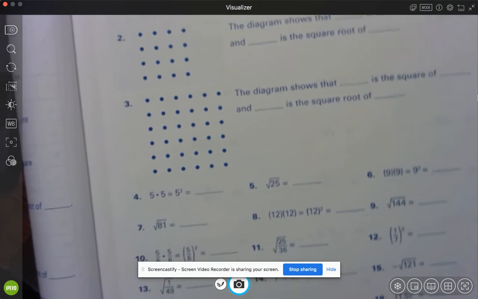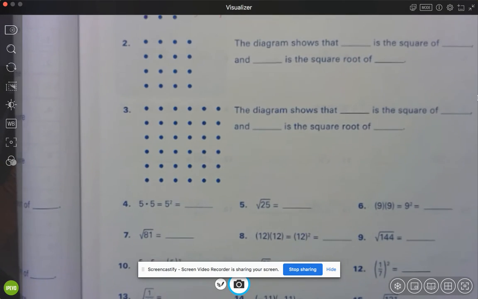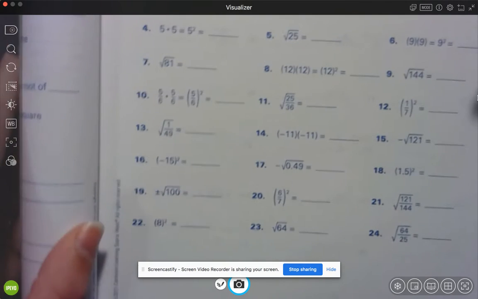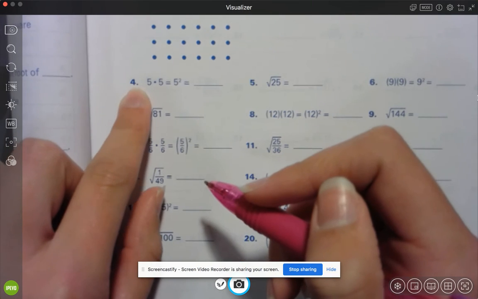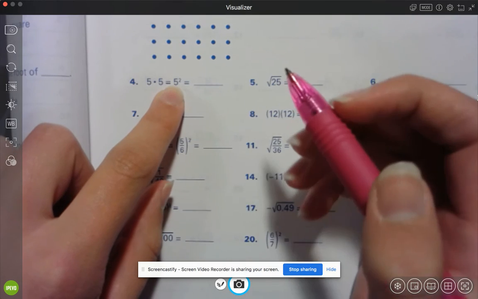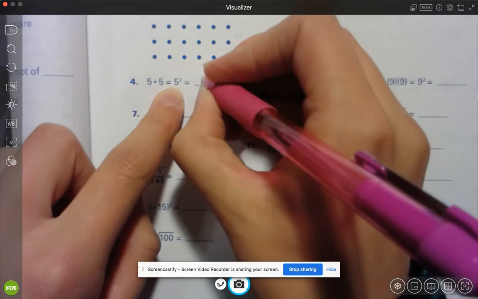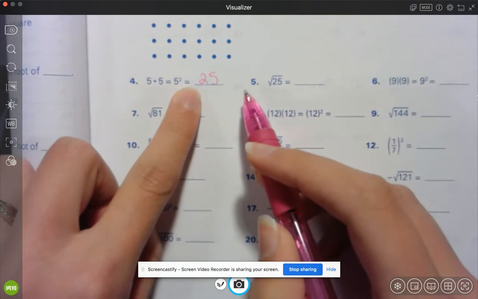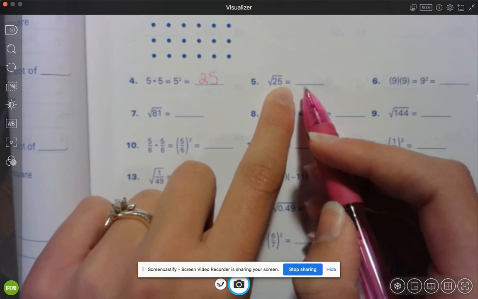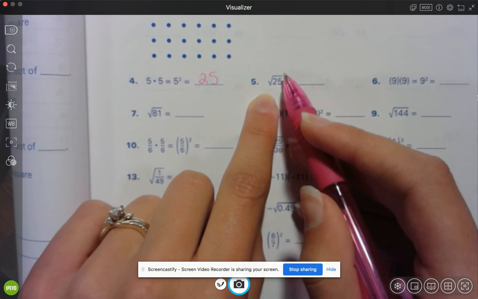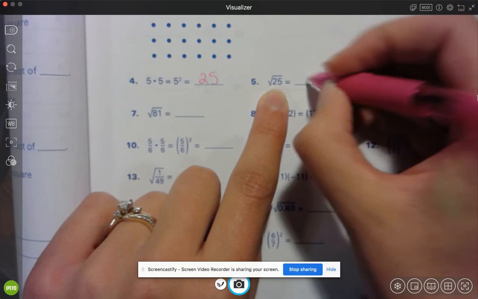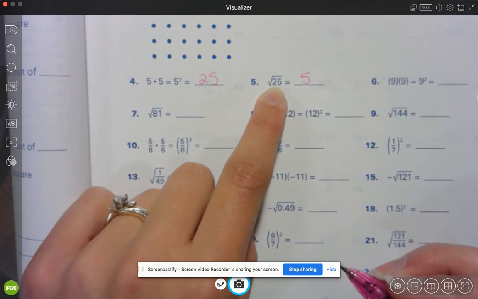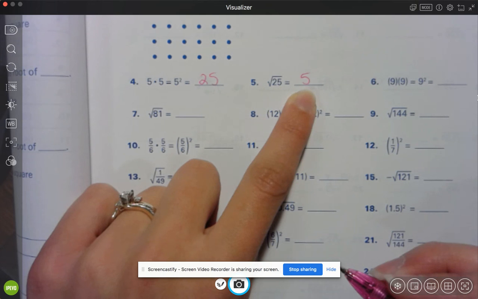And then I just thought I would do 4 and 5 with you guys. You'll notice that in the beginning, a lot of these are related, so I just want to go through them a little bit with you. So number 4 here, 5 times 5 is the same as 5 squared, which is 25. And so now what they do here is they take it in the opposite direction. Now we have 25, and we're taking the square root of it. Well, 5 times 5 gives us 25, so the square root of 25 would be 5.